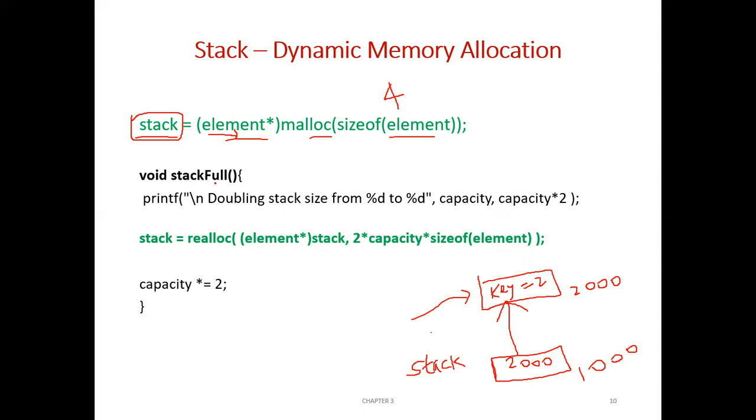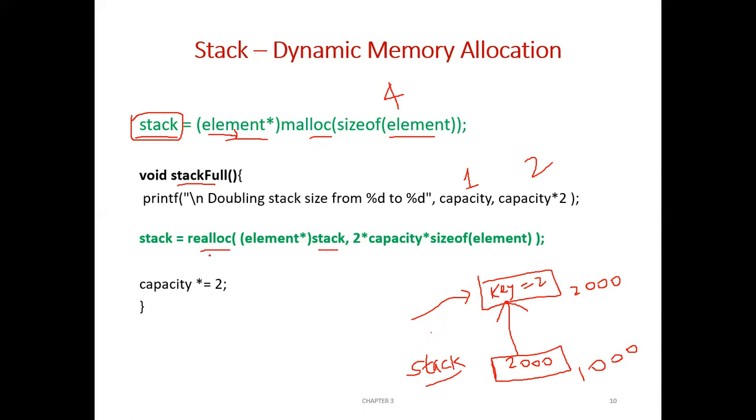For that we are using this function, stack full. So whenever you try to push, if the stack is full, then the stackFull function will be called. What it will do is say that we are doubling the stack from so and so size to so and so size. Initially the capacity is 1, now it will become 2. And then here we are using the realloc function. Whatever the pointer stack is pointing to, that should be reallocated.